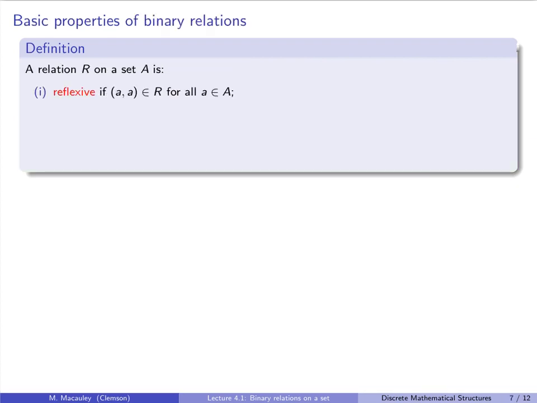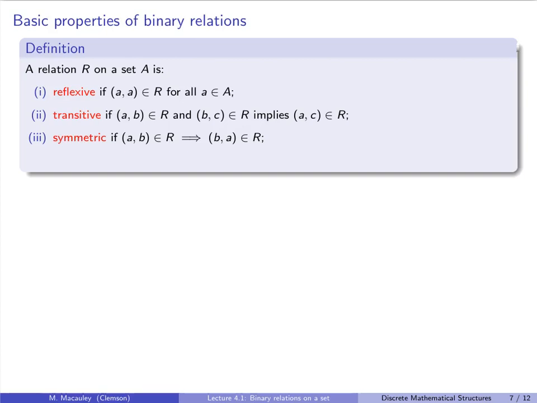Before we can define partial orders and equivalence relations, we need a few more definitions. These are basic properties of binary relations. Throughout, a relation R is going to be on a set A, and we say that R is reflexive if everything in A is related to itself. We say that R is transitive if whenever A is related to B and B is related to C, then A is related to C.